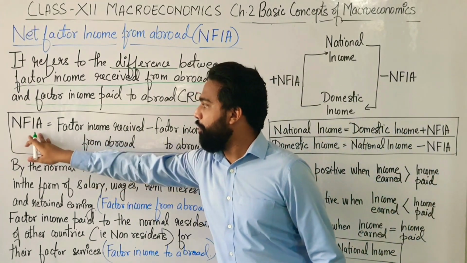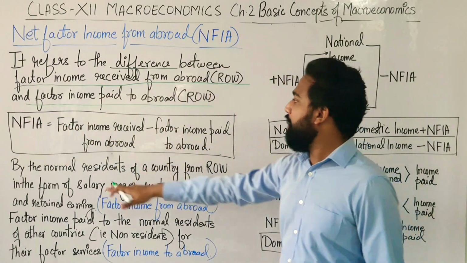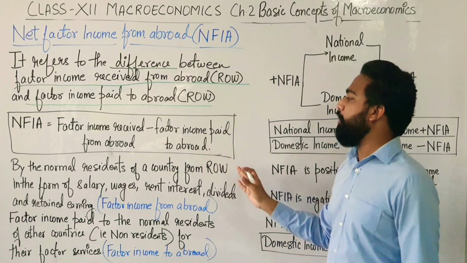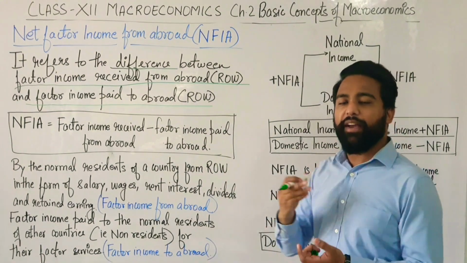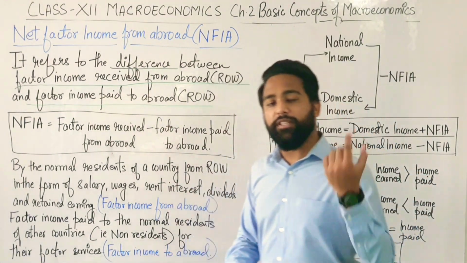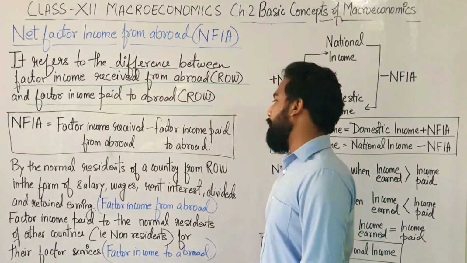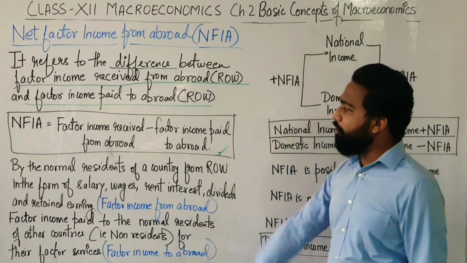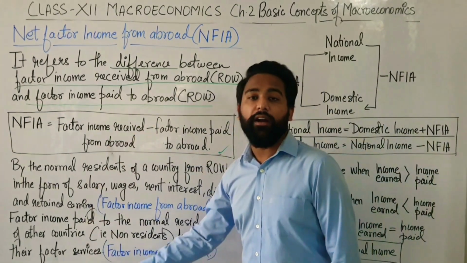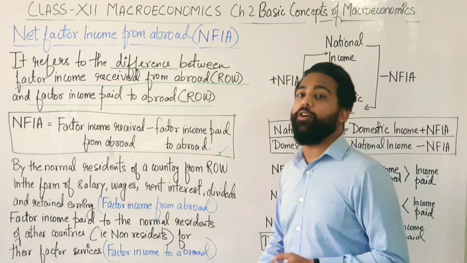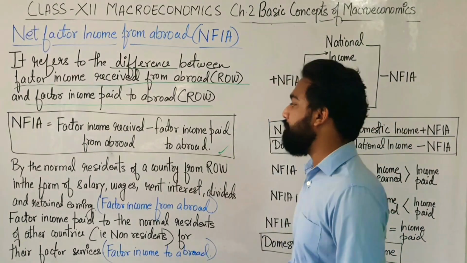Net factor income from abroad is equal to factor income received from abroad minus factor income paid to abroad. Basically, it is received minus paid. So, this is the formula. Learn this formula by heart because it will be needed in the numerical portion of the unit National Income.